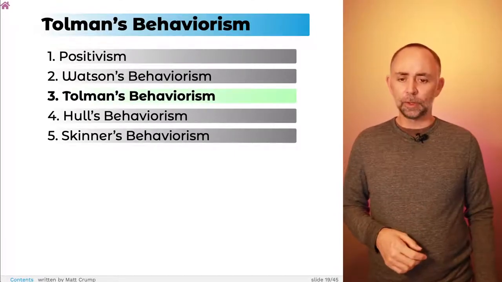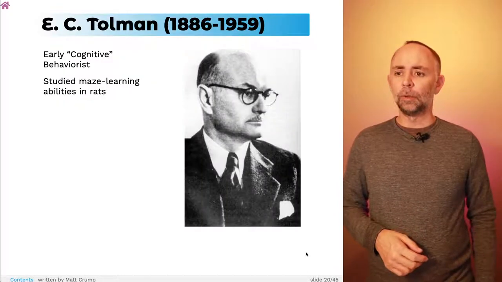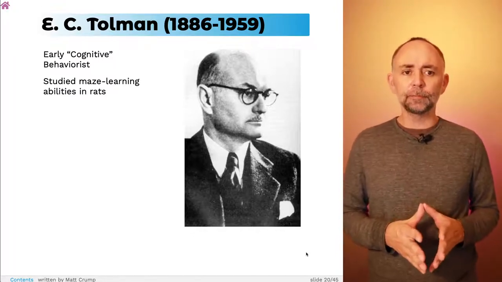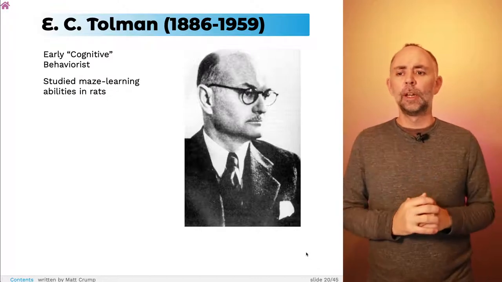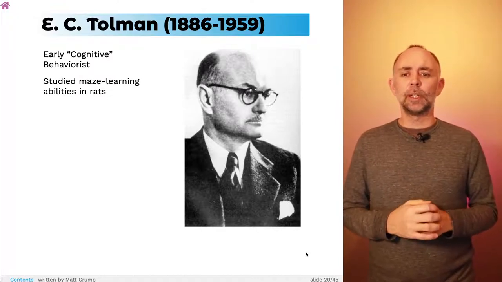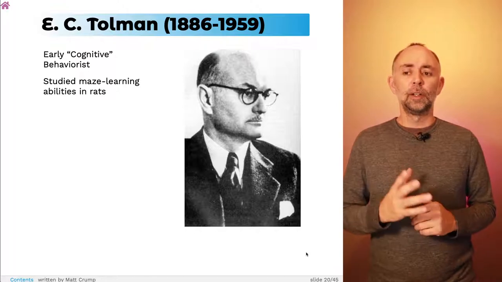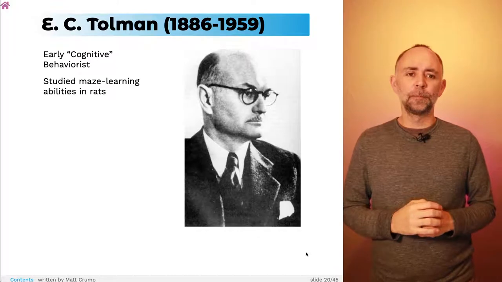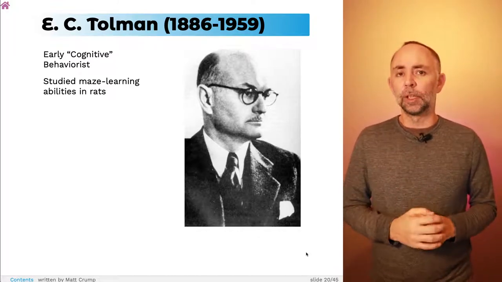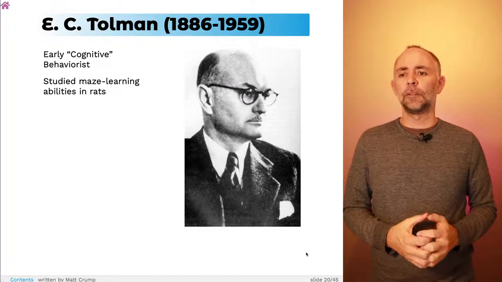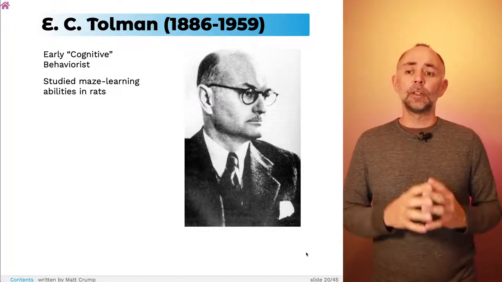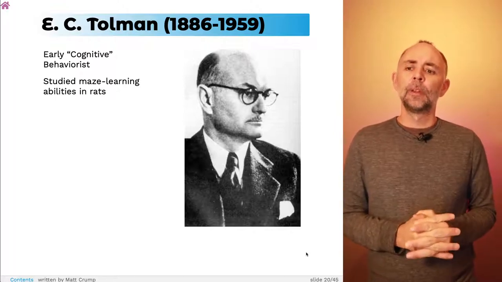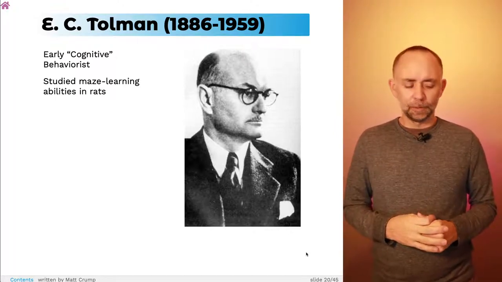Tolman's behaviorism. So let's talk about Tolman. Here he is. He was an early "cognitive" behaviorist. And I put cognitive in quotes because Tolman was a researcher who made arguments to the research community that cognitive terms should be included in a science of behaviorism. He also spent a lot of time studying maze learning abilities in rats. So we will cover both of these aspects.